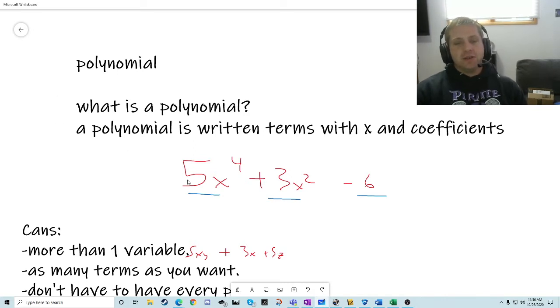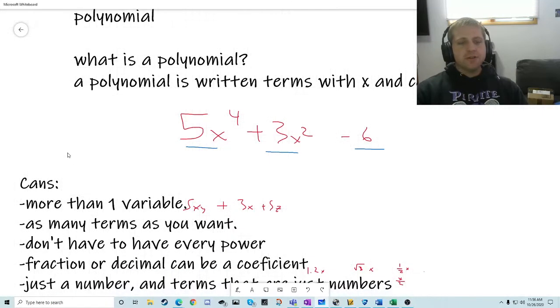A polynomial is anything with coefficients and variables. So it's an expression with x's or y's and numbers on it as well. So this is an example of a polynomial: 5x to the fourth plus 3x squared minus 6. I underlined them in blue because each blue is a term. This has 3 terms in it.